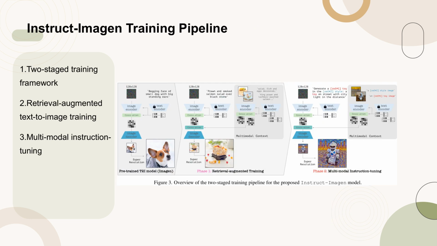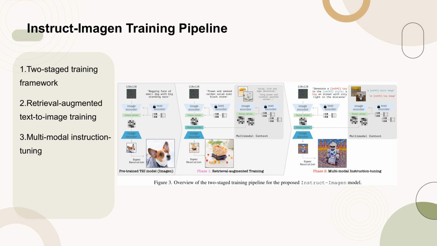Figure 3 provides an overview of the two-stage training pipeline for the Instruct-Imagen model. The first stage involves continuing text-to-image generation with augmentation of retrieved neighbor image-text pairs. The second stage fine-tunes the output model from the first stage on a mixture of diverse image generation tasks, each paired with corresponding multimodal instructions. The training is optimized end-to-end in both stages. This approach allows the model to learn to condition on multimodal inputs for generation, deviating from standard text-to-image pre-training.